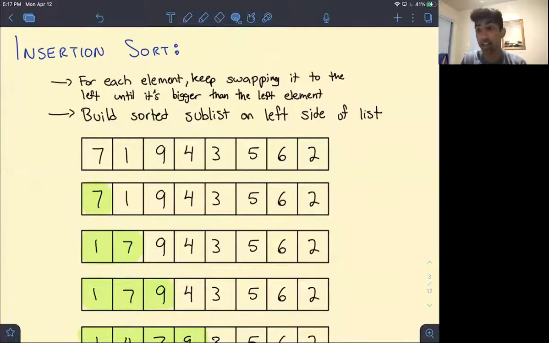Hi everyone, this is going to be a review of insertion sort. So let's get started by just reviewing how the algorithm works.